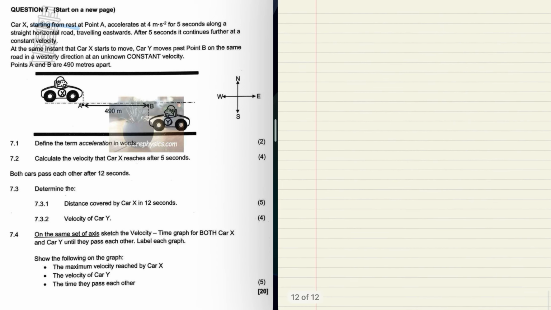Question 7.3.2 says, calculate the velocity of car Y. Now, we know car Y is traveling at a constant velocity, they tell us. So car Y moves past point B on the same road in a westerly direction at an unknown constant velocity. So we know that the cars are 490 meters apart. So that means that car Y traveled a distance of 490 minus 190, which is equal to 300. So car Y traveled 300 meters.